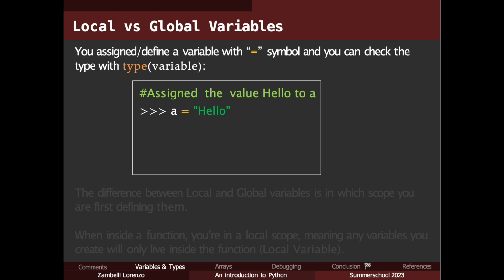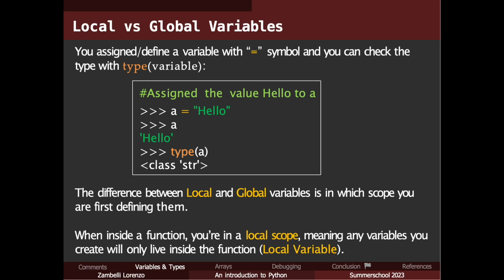Look at the example. We want to assign the value hello to a, so we are writing a string. We write a, and then hello appears. Note that we are using the Python shell in this case. Then I use the type function with the variable name inside, and it shows class str, as it is a string variable.